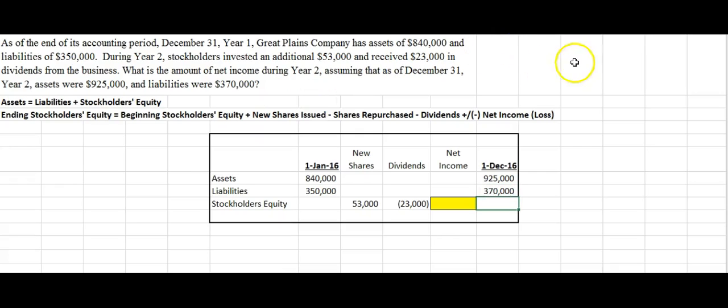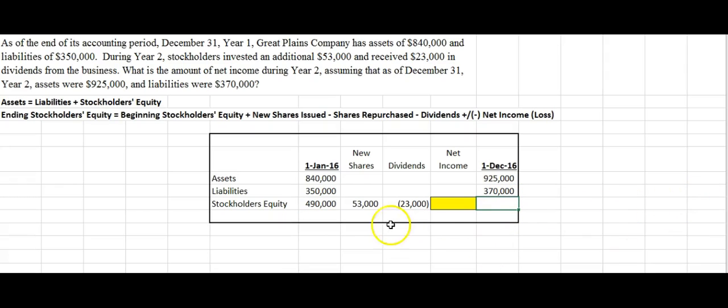So the first thing we want to do is fill in the blanks. What's stockholders' equity in year 1? That's very easy. We follow this formula. We know that assets equals liabilities plus stockholders' equity. Therefore, stockholders' equity must equal assets minus liabilities. So what's assets minus liabilities? 840 minus 350 is 490. That's my stockholders' equity for year 1, and we'll do the same thing for year 2.